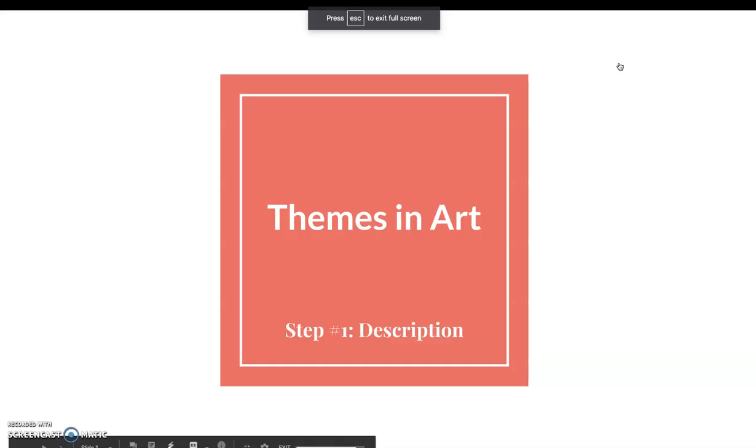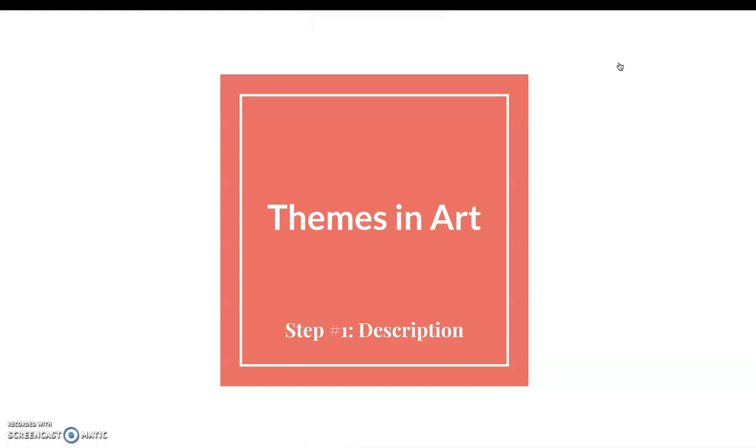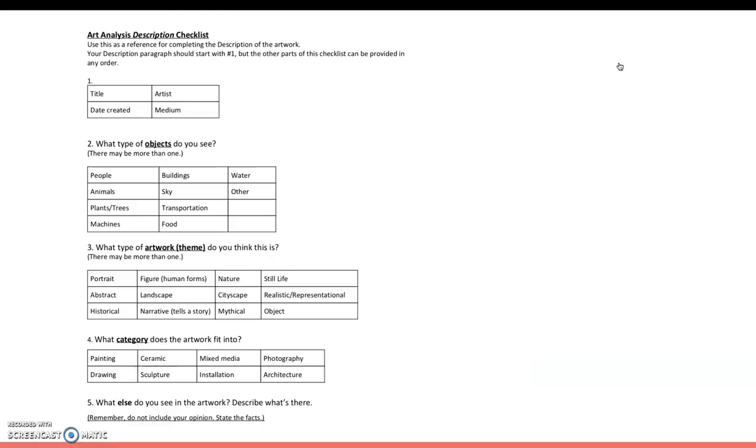All right, so for this short ed puzzle, we're just going to focus in on themes in art. And this does relate to step number one, which is description in art analysis. So when we start analyzing an artwork, we first just want to describe what's there. What do we see? We're not analyzing it yet. We're not trying to interpret the work. We're not judging it. We're just describing what we can see.